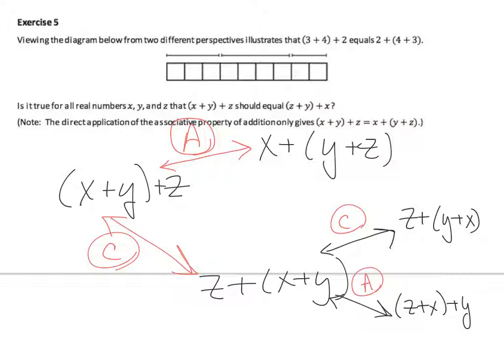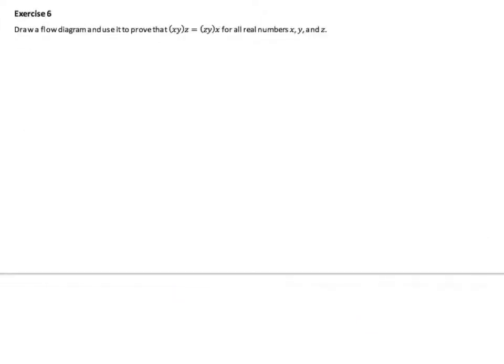All right, let's draw a flow diagram to prove that x, y, z equals z, y, x for all real numbers. So I'm just going to do a flow diagram. And first of all, I'm going to do this.